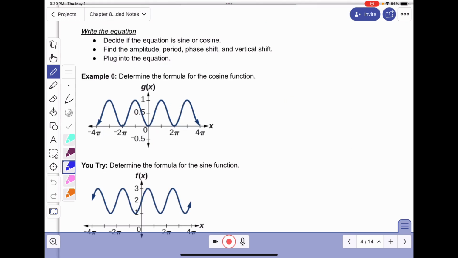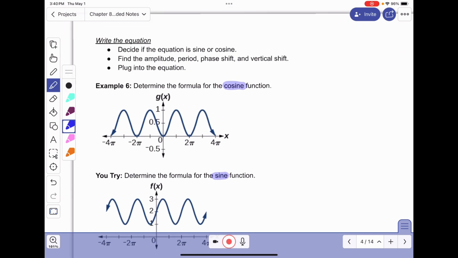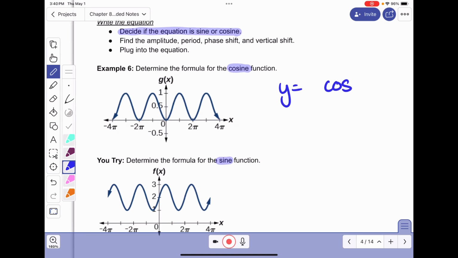When you have the graph, you can write the equation. Sometimes they're going to tell you if it's cosine or sine. Other times you decide. They say just find the sinusoidal function. So I'm going to show you how to do both. Once you decide if you're sine or cosine, you're going to just write whatever we're looking at.